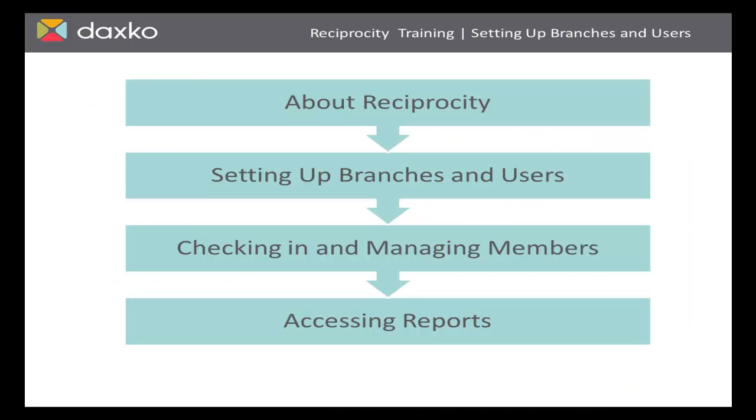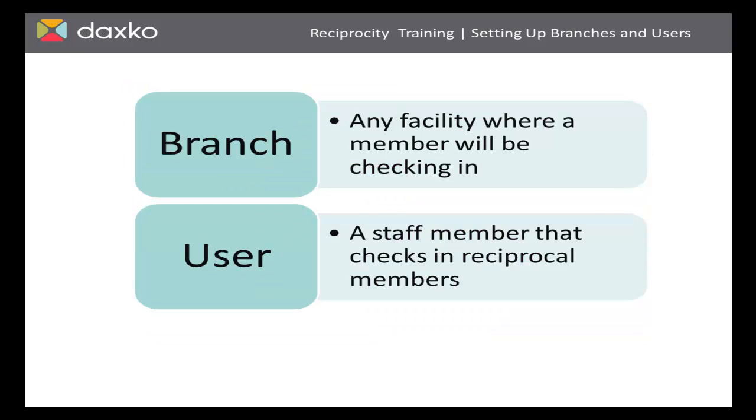Now that you know about reciprocity, we'll move on to what system administrators will need to do when you launch. Here is some basic vocabulary to know about setting up branches and users. Remember, a branch is any facility where a member will be checking in. DAXCO customers will not have to set up branches. This will be done for you. But non-DAXCO customers will need to set up their different branches if the association has multiple branches.